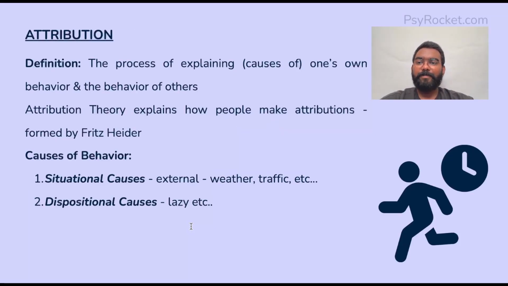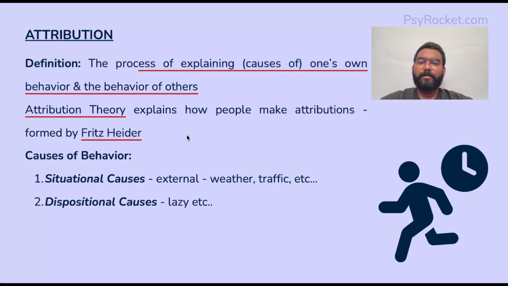Now coming to unit 4. Unit 4 is attribution. Attribution is the process of explaining causes of one's own behavior and the behavior of others. So according to this theory, there are two causes of behavior. There are situational causes, and there could be dispositional causes.